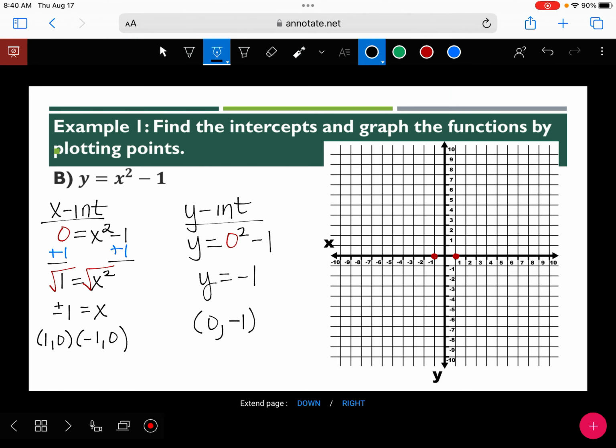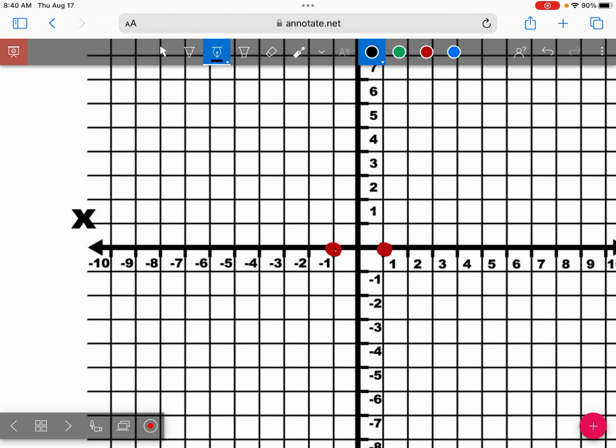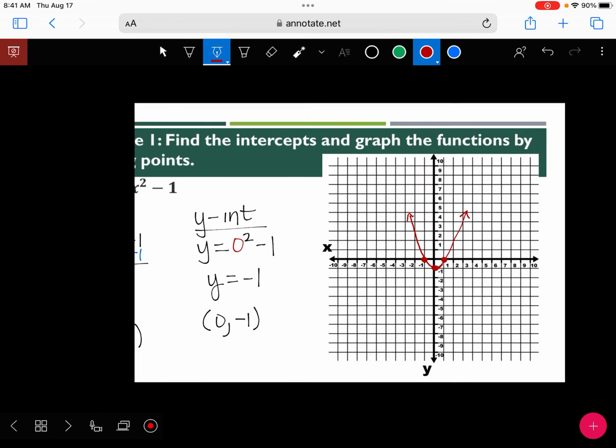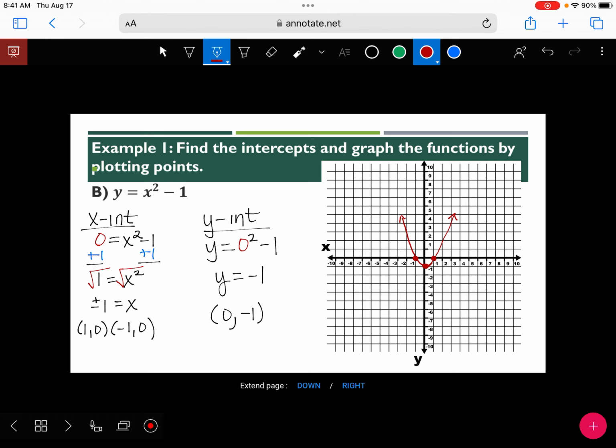Go ahead and plot that, and it should look like a parabola, a smile. So it looks something like this. And that would be your graph. So if it was like y squared, it would have 2 answers. Right. If it was a y squared, then it would have 2 answers, 2 y-intercepts.